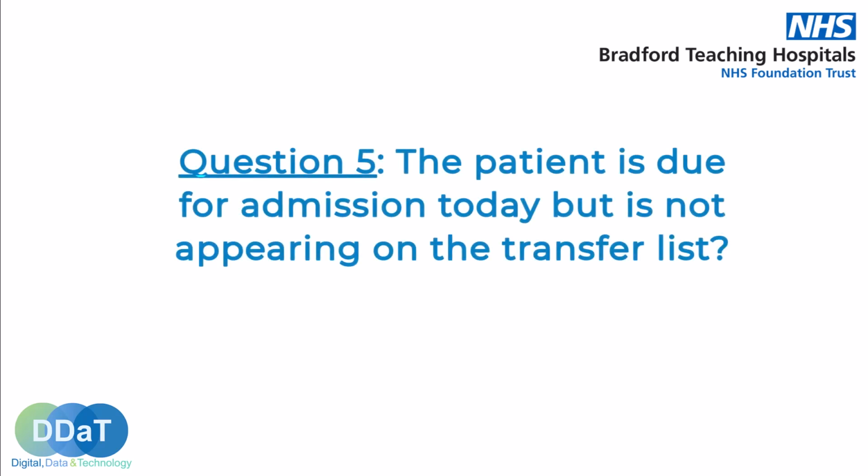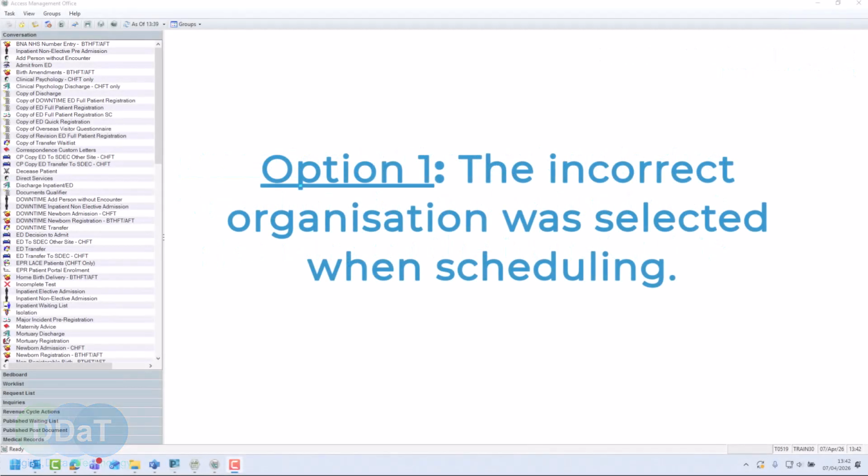In this video, I will be answering question 5. The patient is due for admission today but is not appearing on the transfer list. So option 1, the incorrect organisation has been selected when scheduling. This has already been answered in question 5, which I will link the video above if you wish to go watch this video.